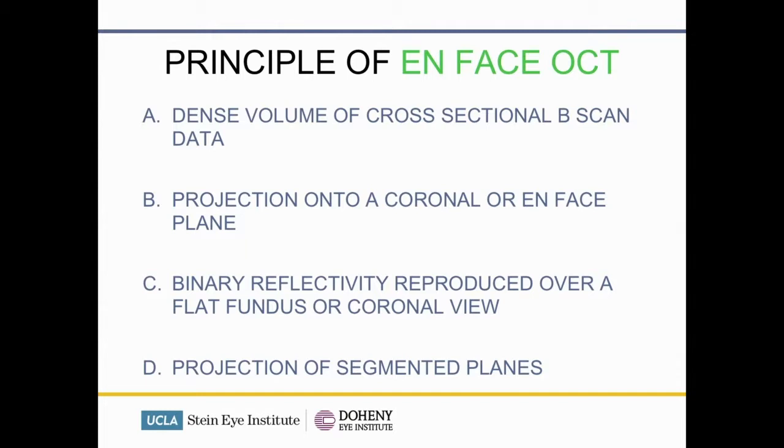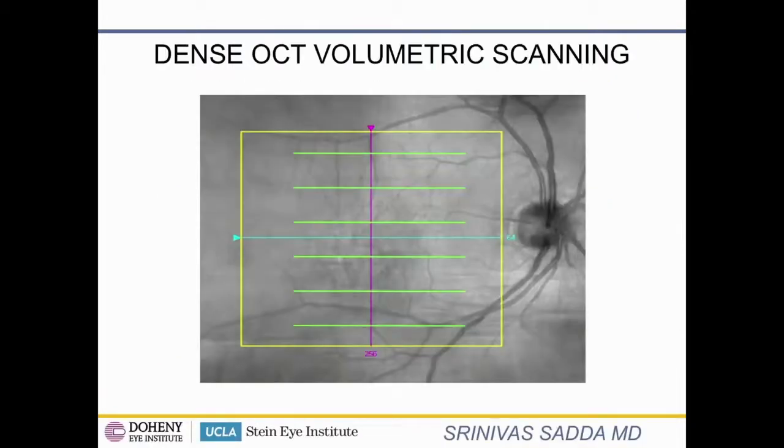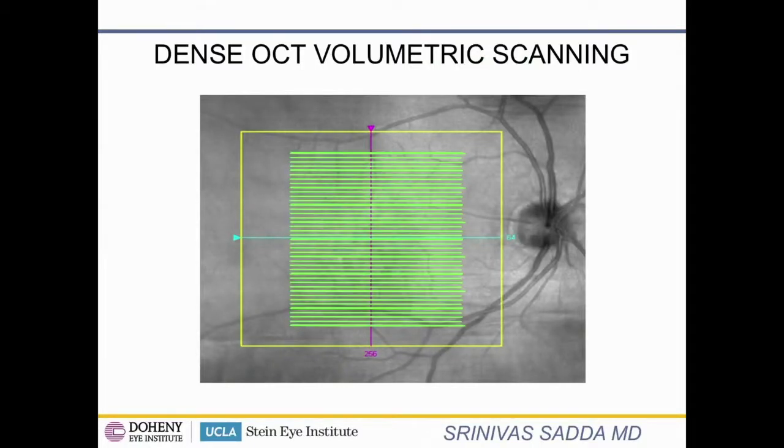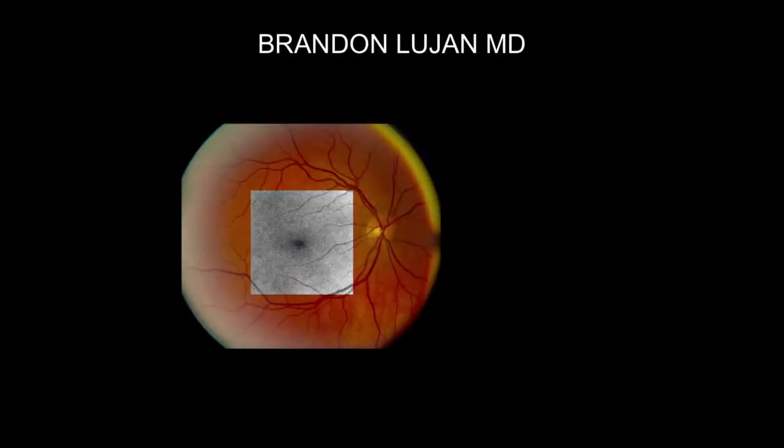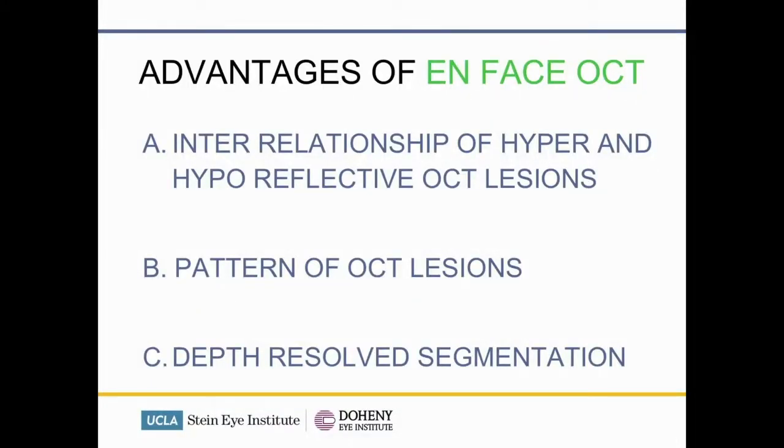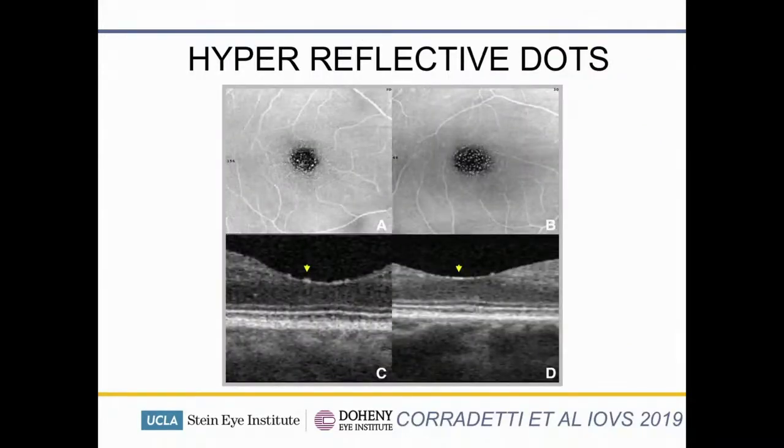En-face OCT reconstructs a dense volume of cross-sectional B-scan data sets into a coronal or en-face plane at a given segmentation plane. As you can see here, this dense volume set can then be reconstructed into a coronal plane at a given segmentation level. What this will allow us to do is to assess and evaluate hyper- and hyporeflective lesions and the pattern of those lesions on a fundus image at a given depth-resolved segmentation.